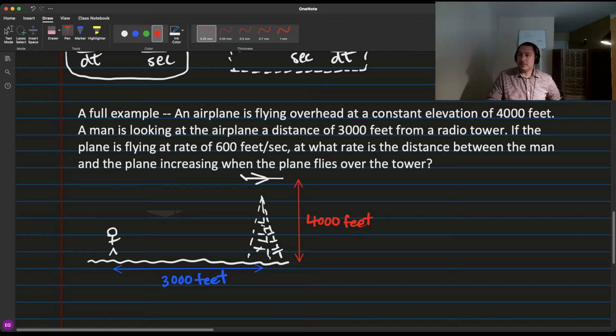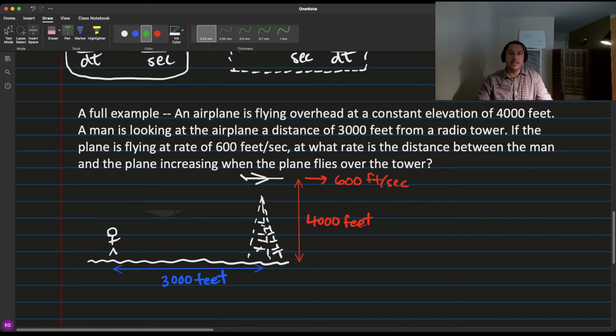And it's always at that distance. It's going straight basically. It's not ascending or descending. So if the plane is flying at a rate of 600 feet per second, that plane is moving in this direction, 600 feet per second. At what rate is the distance between the man and the plane increasing when the plane flies over the tower?